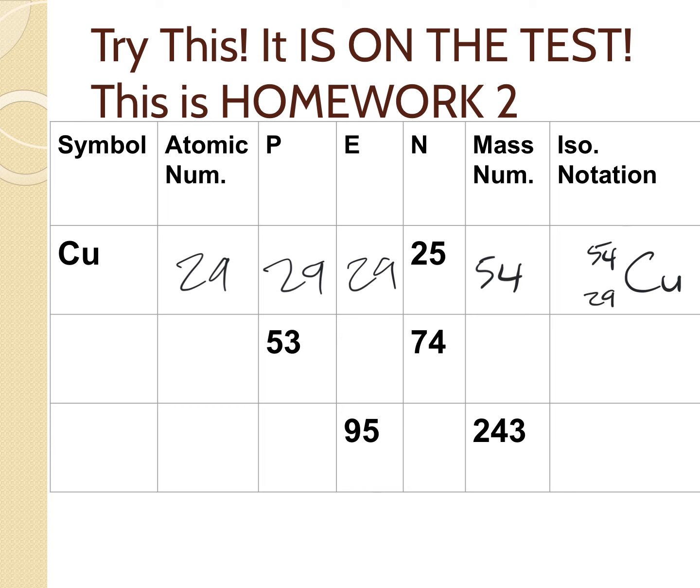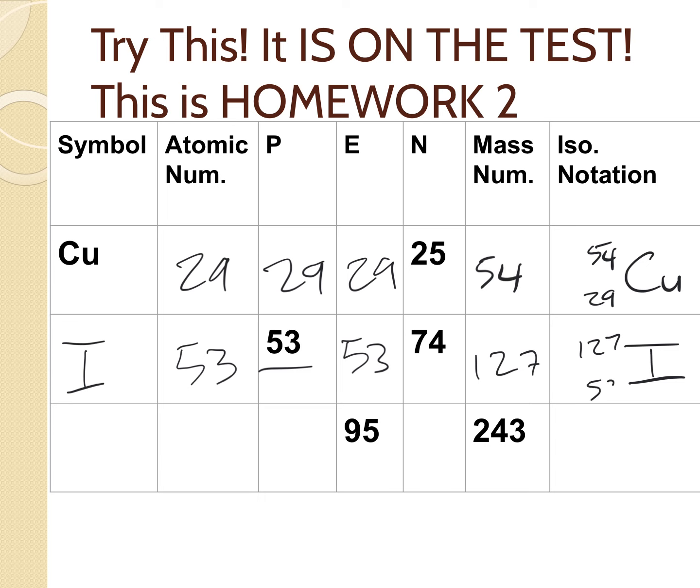Okay. Here I have an element number 53. So I go to my periodic table and I see that 53 is iodine. From that I know this is also 53. This is also 53. And the mass number is just those two added together, so 127, I believe. The isotope notation will be I. The top number is the mass number. The bottom number is the atomic number, or the number of protons, which is the same as the electrons.